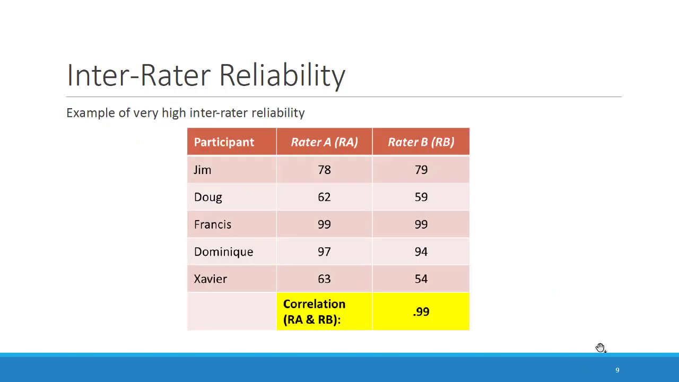Here's an example of very high inter-rater reliability. So you have participants Jim, Doug, Francis, Dominique, and Xavier, and you have two raters, rater A and rater B. So for Jim, rater A gave a 78 and rater B gave a 79. For Doug, rater A gave a 62 and rater B gave a 59, and so forth and so on. So if you were to calculate the correlation between rater A and rater B overall, again, you would see that it's 0.99, which is a very strong correlation. That's evidence of very high inter-rater reliability.